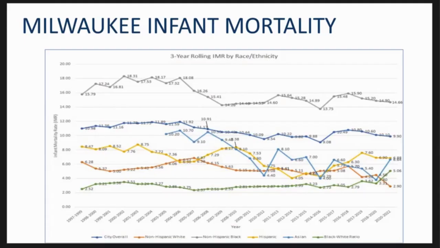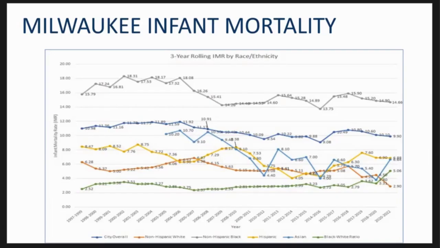And then the green line there is our Black-white ratio. So that's the disparity that we're always talking about. And that's where we get that Black babies are 3 times more likely to not make it to their first birthday kind of thing. And most recent is 5 times, 5 times Black people are losing their babies to whites. That's what that is. Yes.